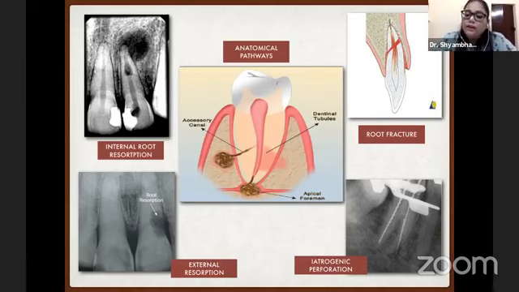The fourth image is that of iatrogenic perforation, wherein you can see there is an instrument separation, and in trying to bypass this instrument, the endodontist or the clinician has gone beyond the apex and has perforated the root outline, and because of this, there will be again a fissure or an opening that will be formed, from where the inflammation or the disease-causing organisms will enter from the periapex into the root canal, or from the root canal they can enter the periapex. Either way it can go.